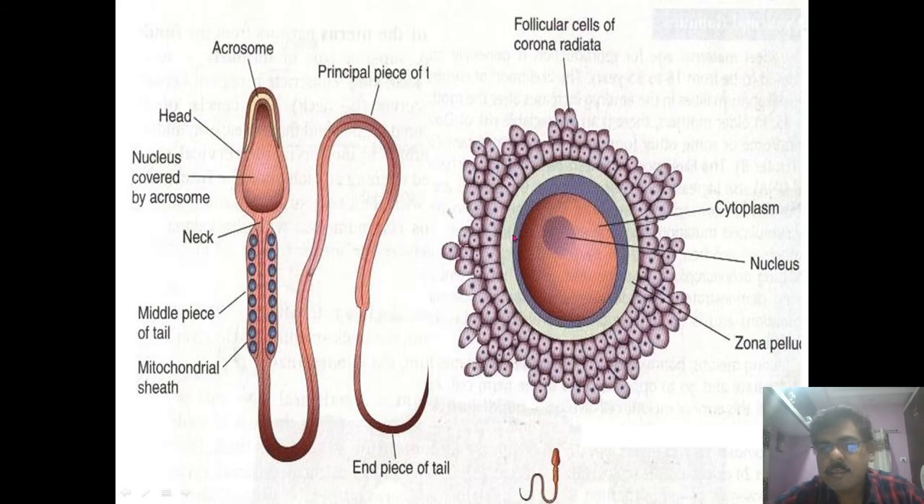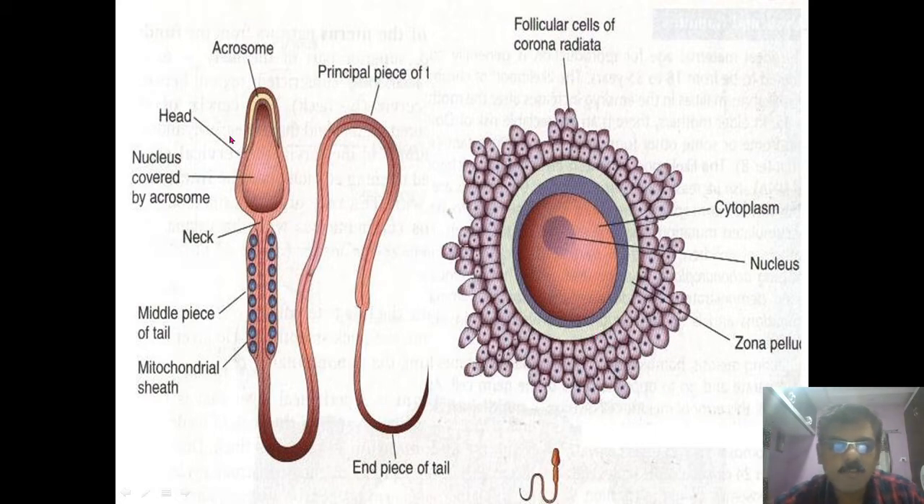Then this is the structure of the human ova, and it comprises of nucleus, then cytoplasm, that we call ooplasm, then the vitelline membrane, and after that the zona pellucida layer, and the outermost layer of follicular cells. These are of the corona radiata.